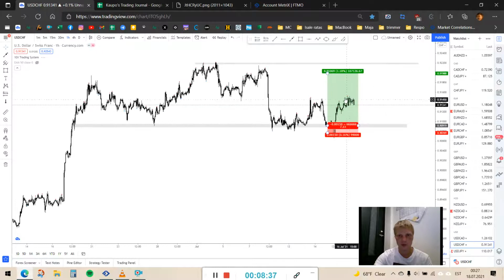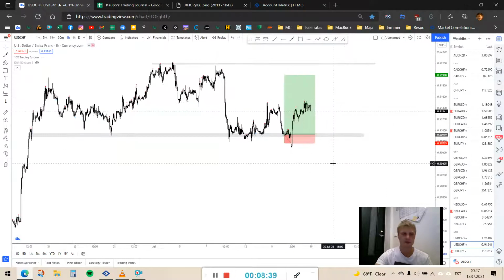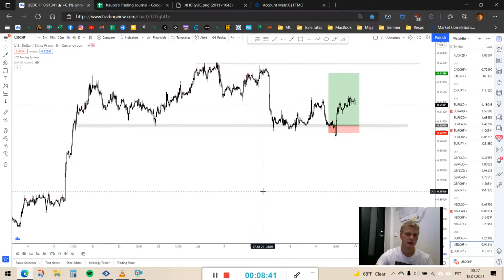And right now it would still be in profit. So USD is the most manipulated pair in the forex market. I could have put the stop a bit more down, but you never know with these trades. You never know.